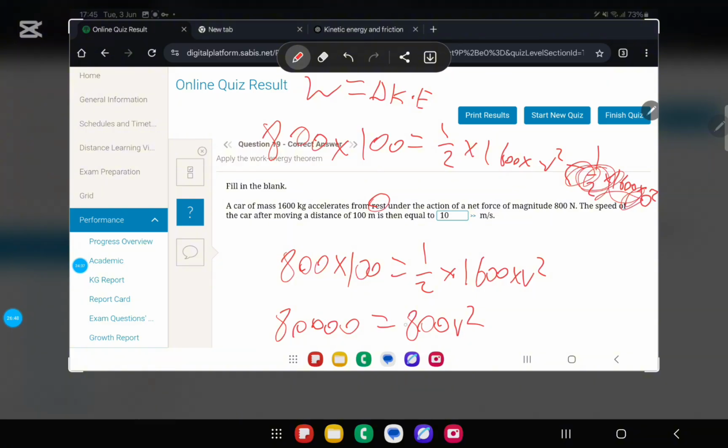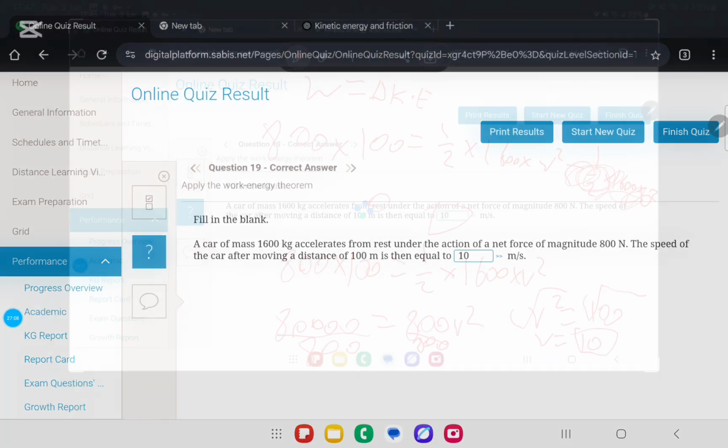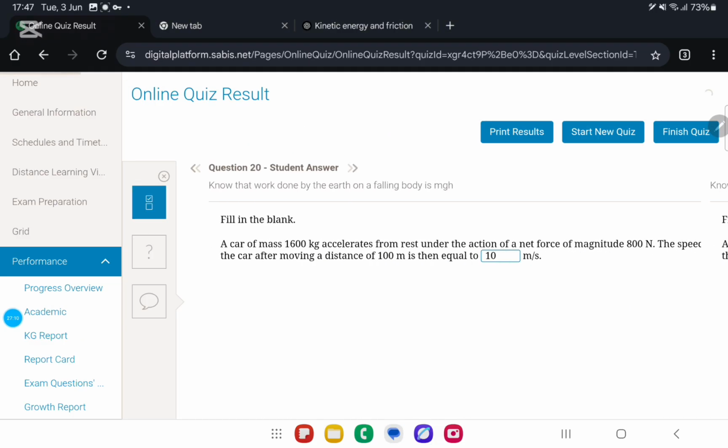Now, we're going to divide by 800. We get v squared equals 100. So v is equal to the radical of 100, which is 10. That's it, and exactly, it is 10. That's the final velocity. That's for this question.